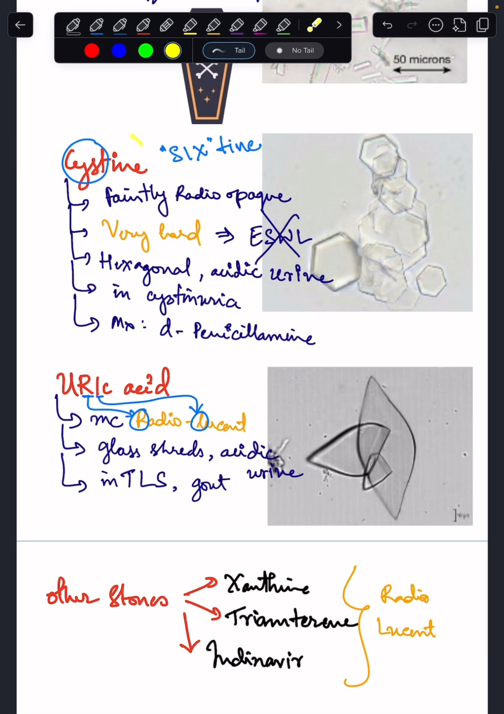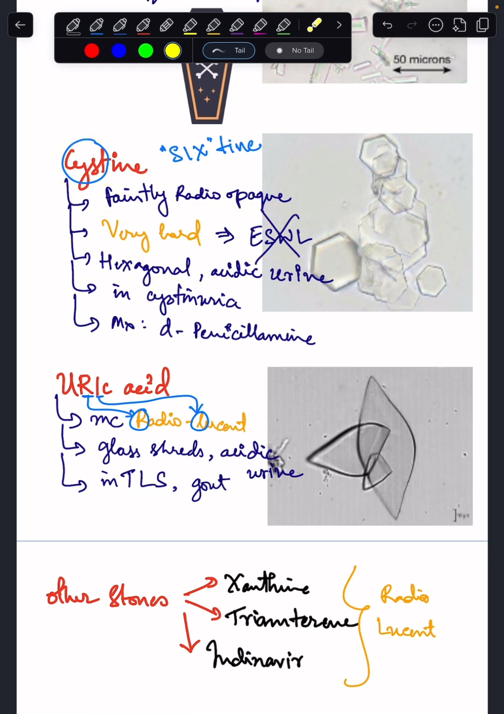Next we have cystine stones, which are the hardest stones. Remember it with cysts that we study in microbiology, which are very hard and are also resistant to many disinfectants. So just like the cysts which are resistant to disinfectants, here cystine stones, which are the hardest stones, are also resistant to extracorporeal shockwave lithotripsy. And these appear hexagonal in shape.